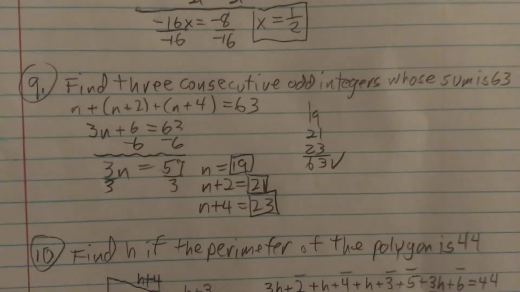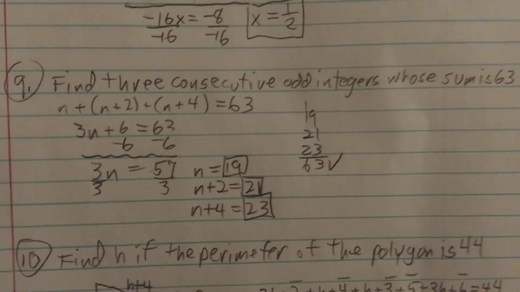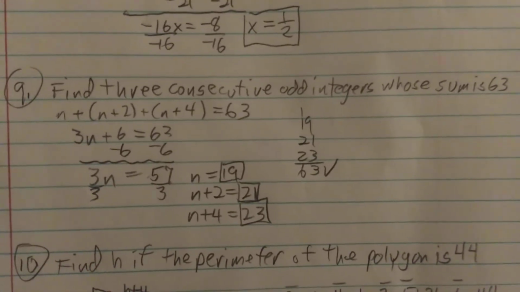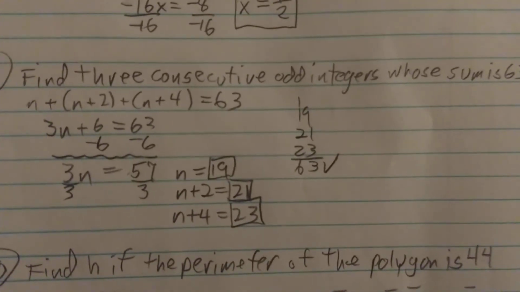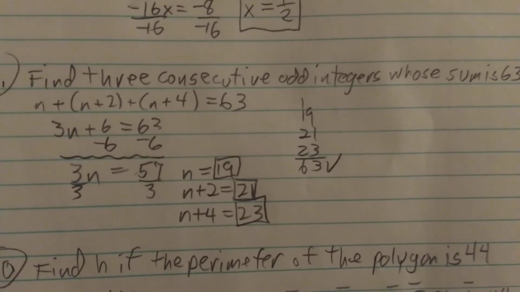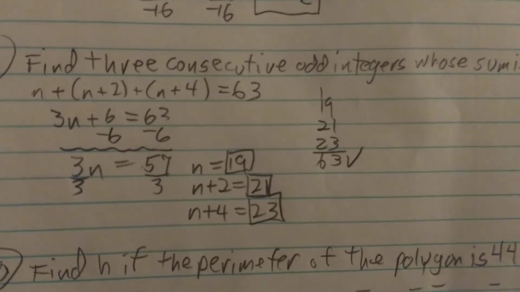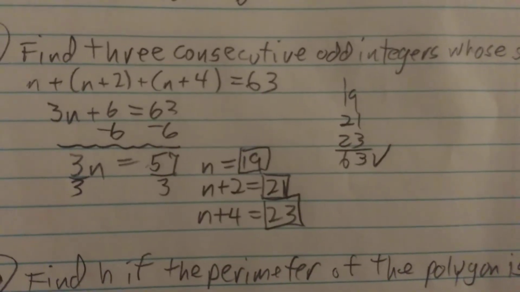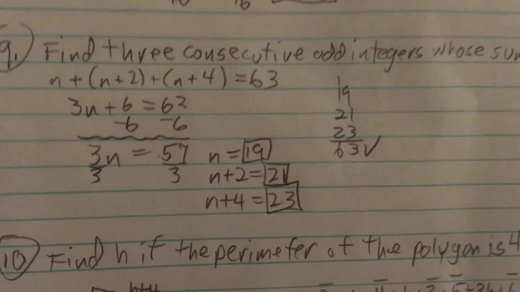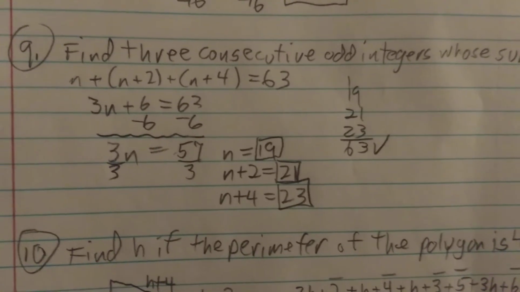Now, problem 9 is coming from our word problem section 1.5, which we have examples in the book. So find 3 consecutive odd integers whose sum is 63. Now the first odd integer is n, the second odd integer is 2 more, because odd numbers are 2 apart, n plus 2, and the third odd integer is n plus 4, equals 63.